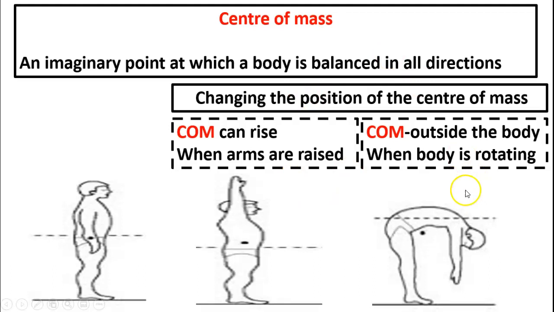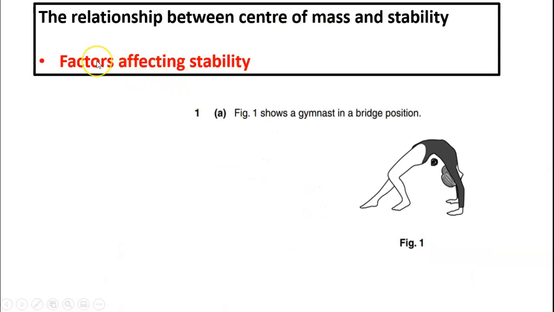Later in the screencast, we're going to have a look at sporting techniques where moving the centre of mass outside the body is absolutely vital to be successful. But before we do that, let's have a look at our second section then. We have to know the relationship between centre of mass and stability. What we're going to look at now are specifically the factors that affect how stable we are.